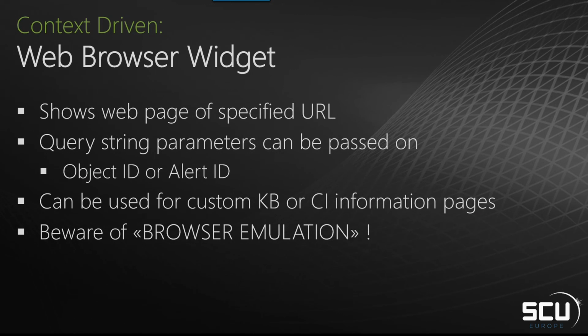The more interesting widgets are the widgets coming up now, and we start with the web browser widgets. It's also a context-driven widget, so when you click an object in a dashboard widget of the same dashboard, it updates the web browser widget. What does the web browser widget do? It displays a web page, but you can choose the web address, the URL of this web page, and you can also inject in the query string or in the URL, through replacement tokens like variables, the alert ID or the object ID.